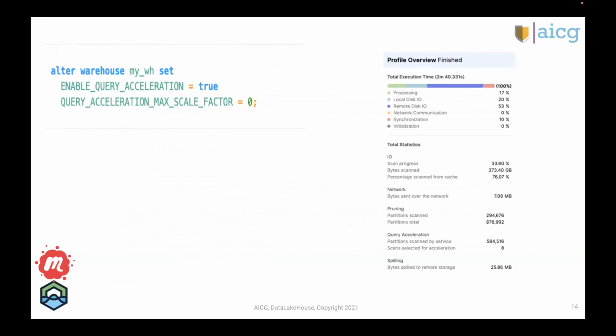So for whatever time or minutes that query acceleration is being used by Snowflake, it's going to charge you based on that. And you would notice that if your warehouse has query acceleration enabled, if you go to the query profile, it will tell you whether query acceleration was used for that particular query or not. And you will see some data right at the bottom, explaining how many partitions were scanned and how many partitions were selected for acceleration. So it'll give you an idea whether you had query acceleration or not.